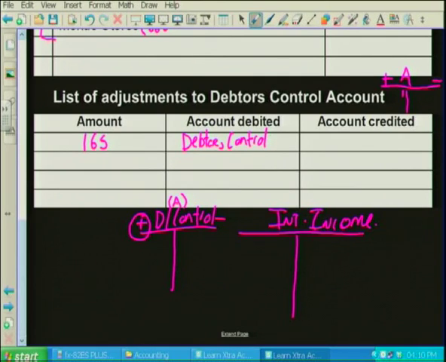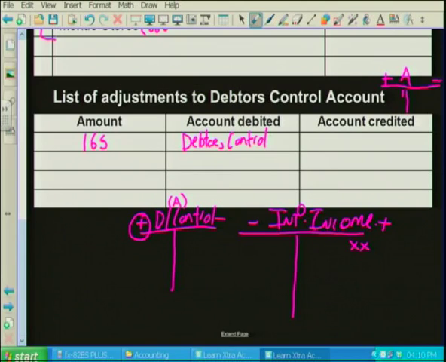Right, let's look at the account credit. If debtors control is being debited, obviously interest income has to be the account that has to be credited. And remember, this is an additional income for the business. Therefore, on the credit side, your profit that goes to the owner eventually is going to increase.